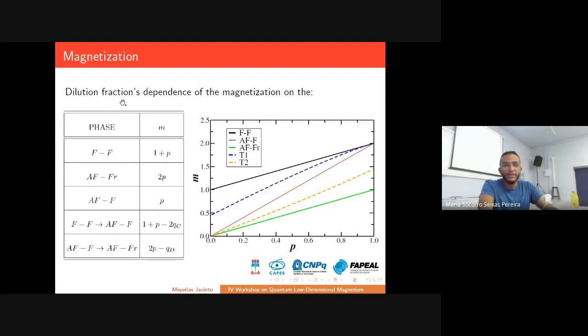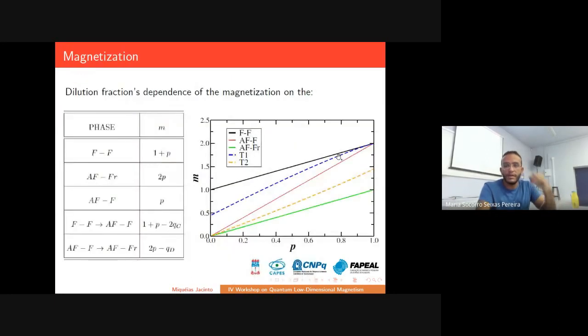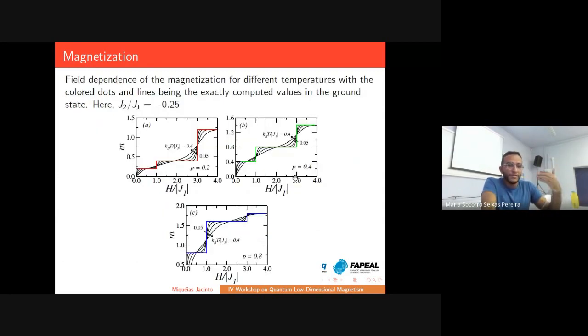For the magnetization, we also calculated the exact expression for these values in terms of the J1 and J2 constants. All the behavior of the magnetization is linear. For the dependence of the magnetization on the field, we show that even at finite temperature, we also see the plateaus, depending on P, for three different dilution fractions.